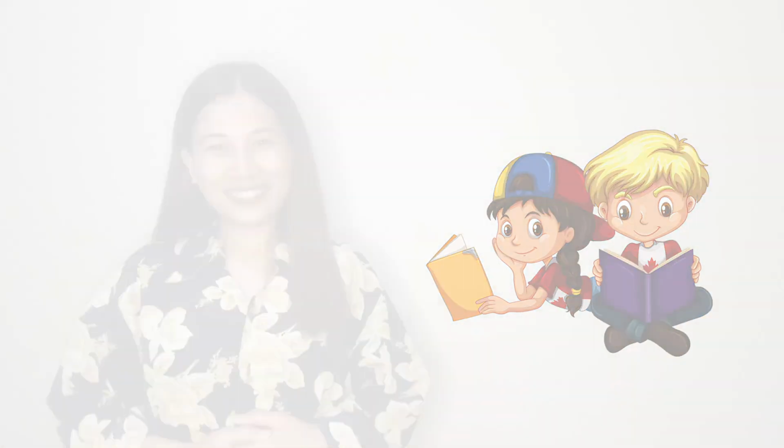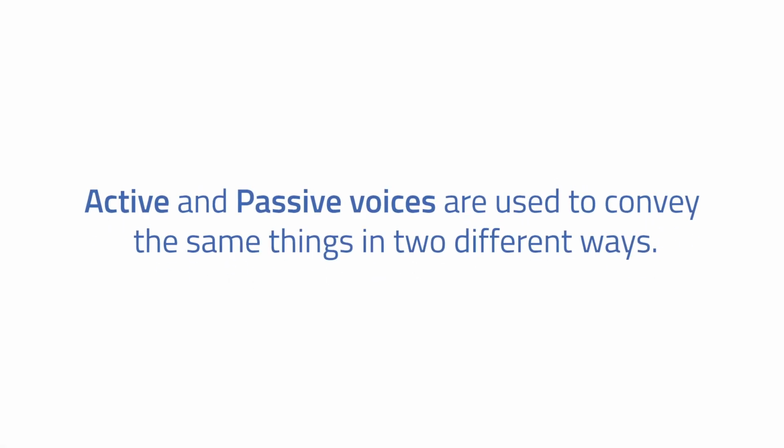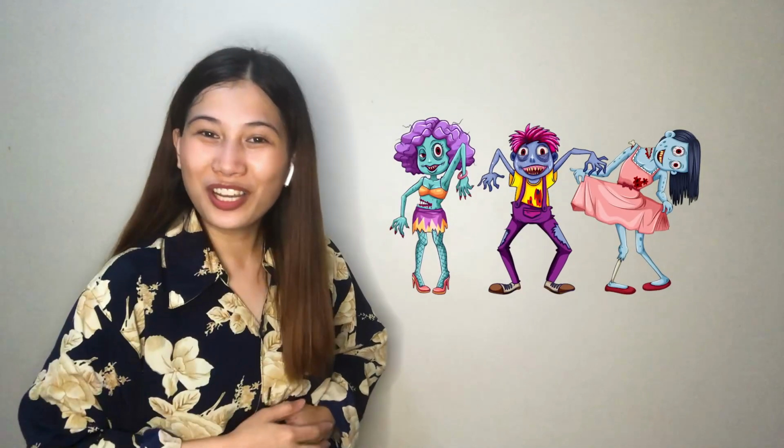Very good. But Teacher Jie, don't they mean the same thing? You're right. Active and passive voice are used to convey the same things in two different ways. It can help us when we are writing or telling a story. It is important that we use the proper voice so it will not be hard for others to understand us. You may find it challenging to identify whether a sentence is in active or passive voice. But don't worry, the zombies got you. I'm here to help you.